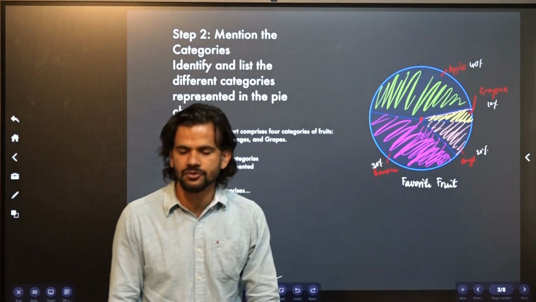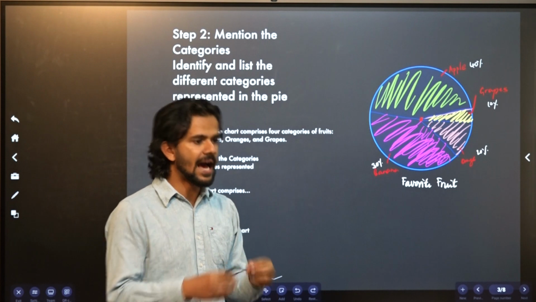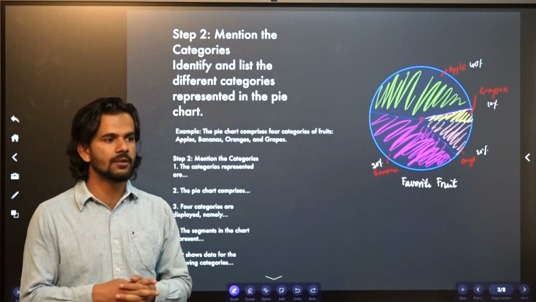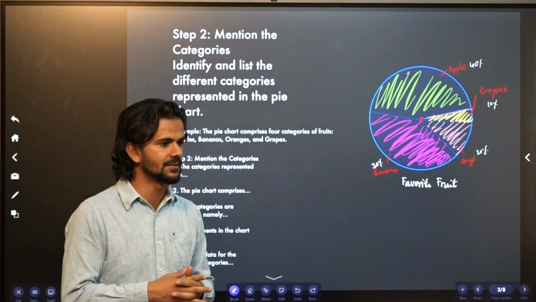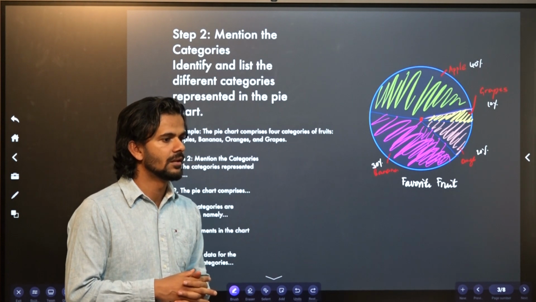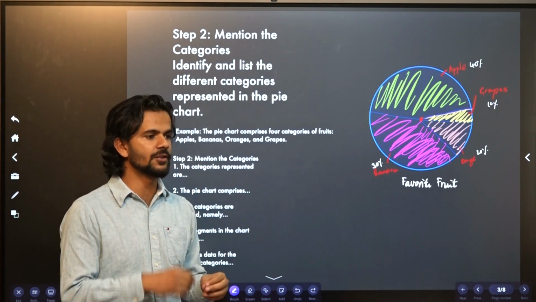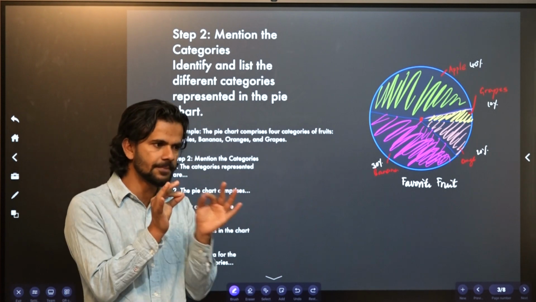Four categories are mentioned, right? So you have to mention. How do you mention these four categories? How do you start the line? How do you start the sentence? No, you don't go directly to that. You are not comparing right now. You are just mentioning purely the categories.